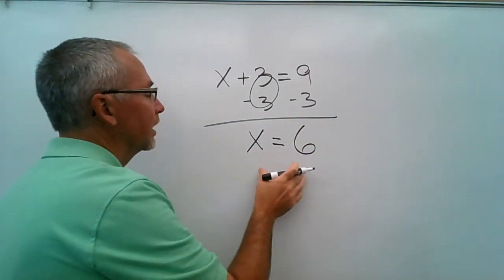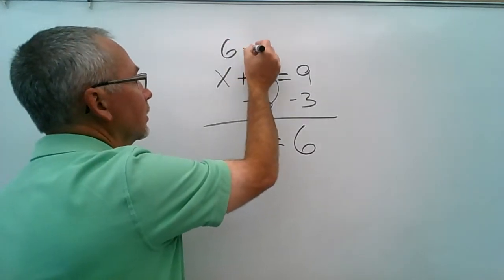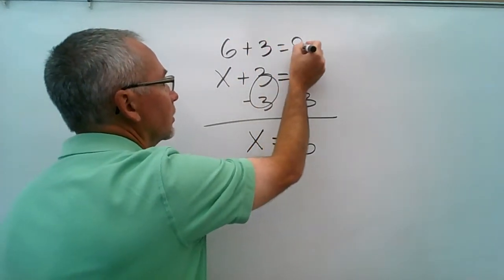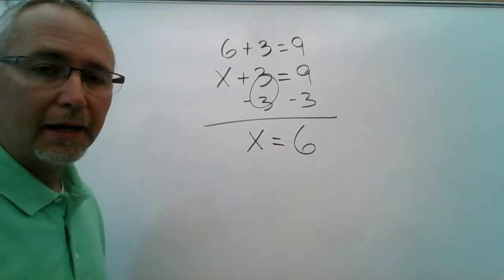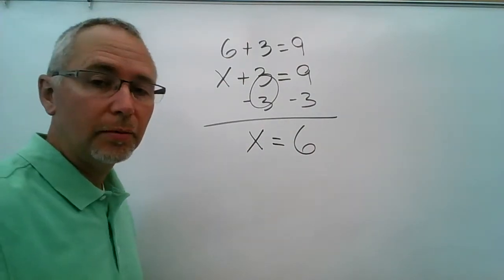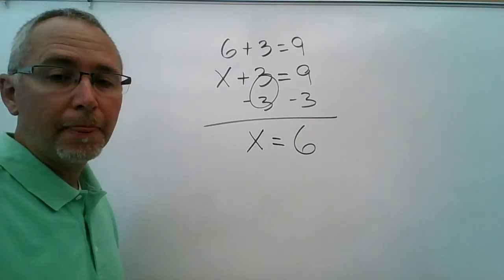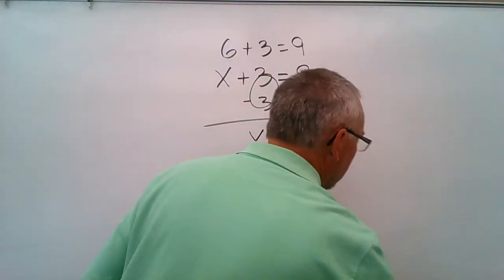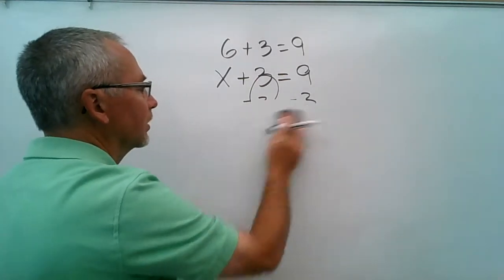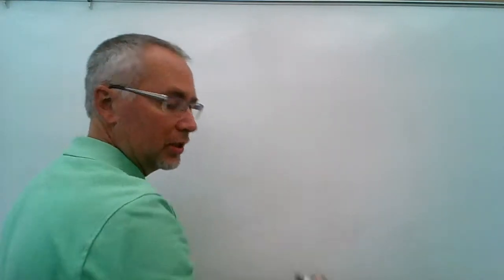We, of course, should take that and plug it back in. Always check our answers, and we end up with something like that, and we say, yes, that's true. 6 plus 3 does equal 9. And we call that a one-step equation. And solving those has become pretty simple to most of us. We've done them over and over again in the past year or two.